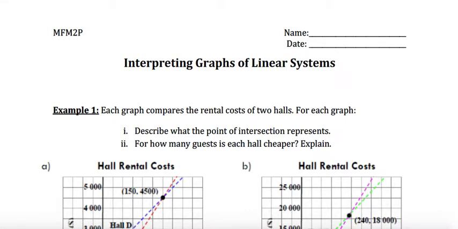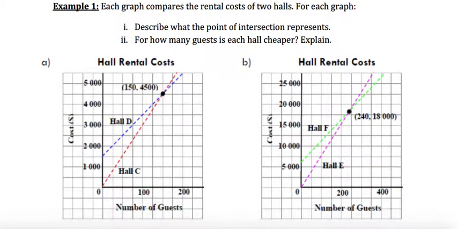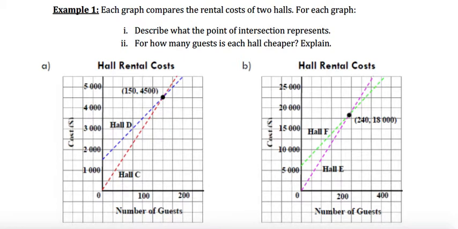So let's start by looking at example 1. Example 1 looks at the cost to rent two different halls. So let's say you are planning on renting a hall for prom or renting a hall for a wedding or a buck and doe or whatever it happens to be. We're going to then look at the cost of those rentals for those two different halls.